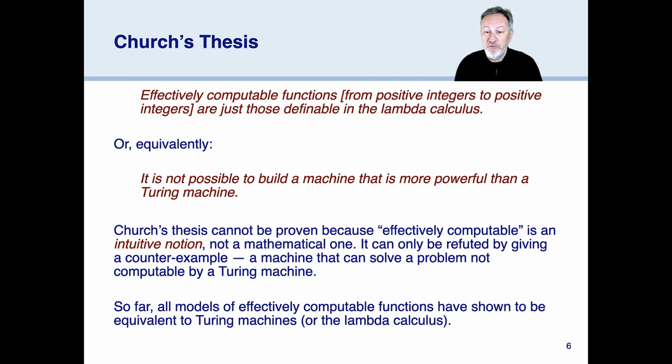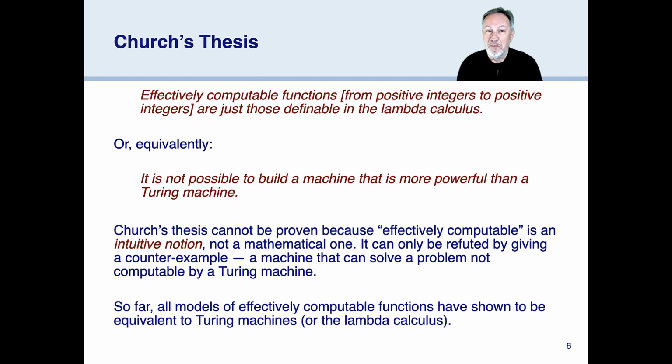You can't prove this, so that's why it's a thesis rather than a theorem, because what we mean by effectively computable is an intuitive notion. It's not a strict mathematical one. You can only refute it by giving a counterexample. So you could come up with a machine that can solve a problem not computable by a Turing machine.